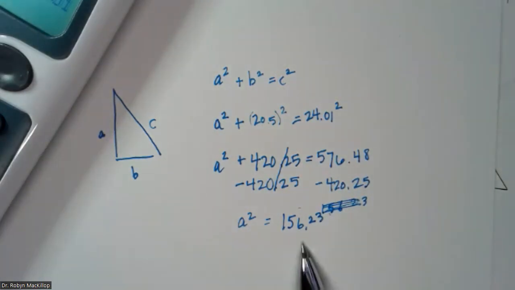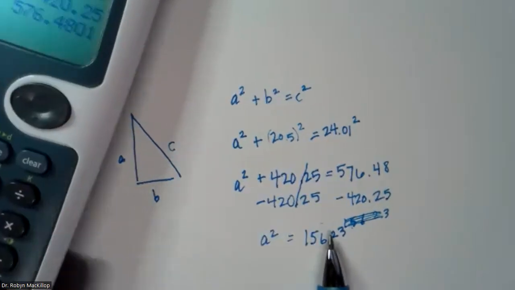Now, here's our thing. We need this to get down to just A. A squared equals 156.23. What do we need to do to break that down? So that just is A. Anybody know? No. We've got to find the square root. That's a square root. Means we have to find the square root of this number.